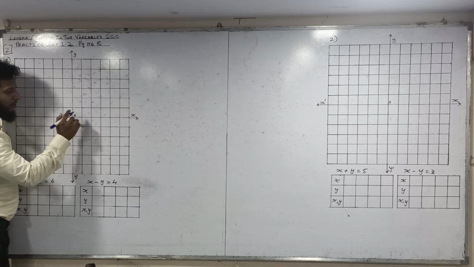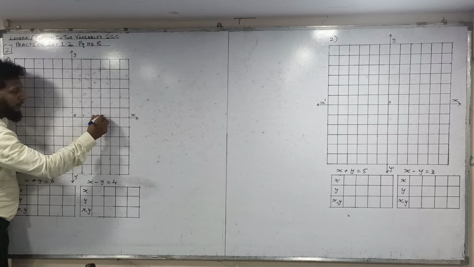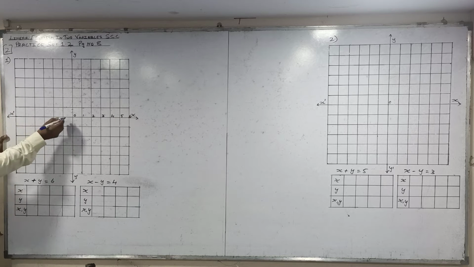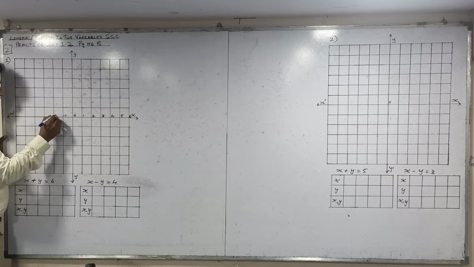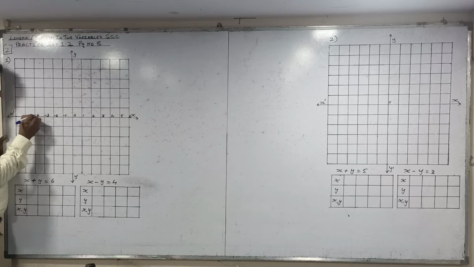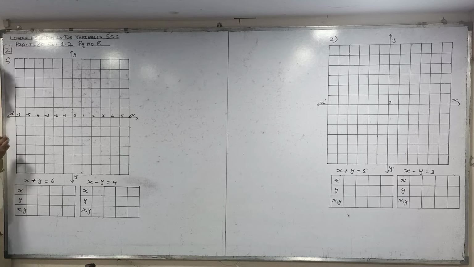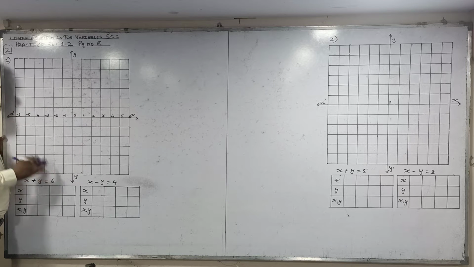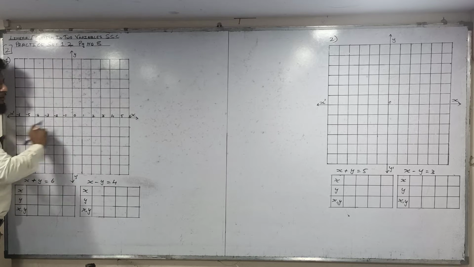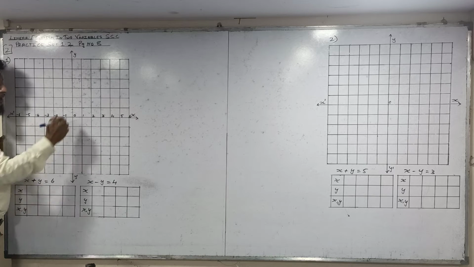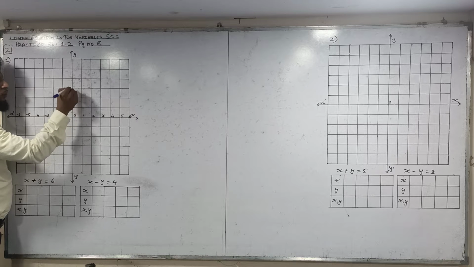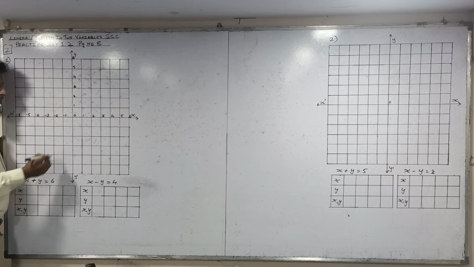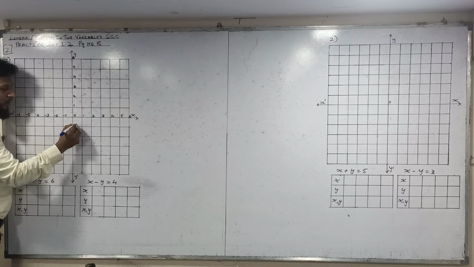Take the center as 0, then 1, 2, 3, 4, 5, 6. Now on the left hand side, minus 1, minus 2, minus 3, minus 4, minus 5, minus 6. So on the x axis, the right hand side has plus numbers and the left hand side has minus numbers. For the y axis, above are 1, 2, 3, 4, 5 and 6. Above are plus numbers, below are minus numbers.